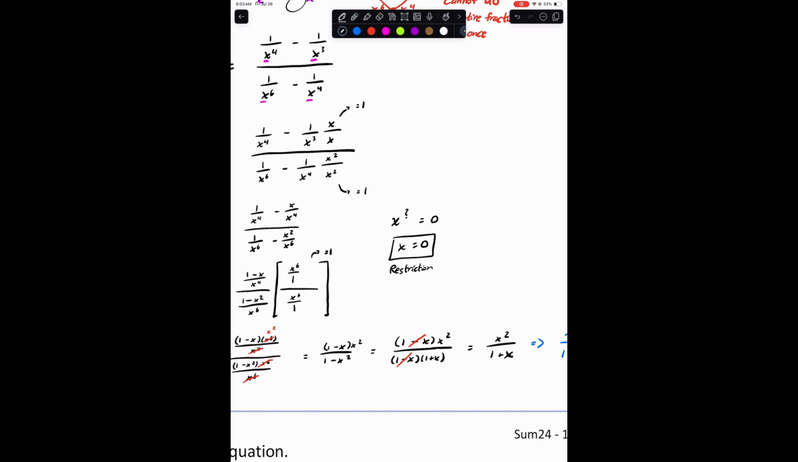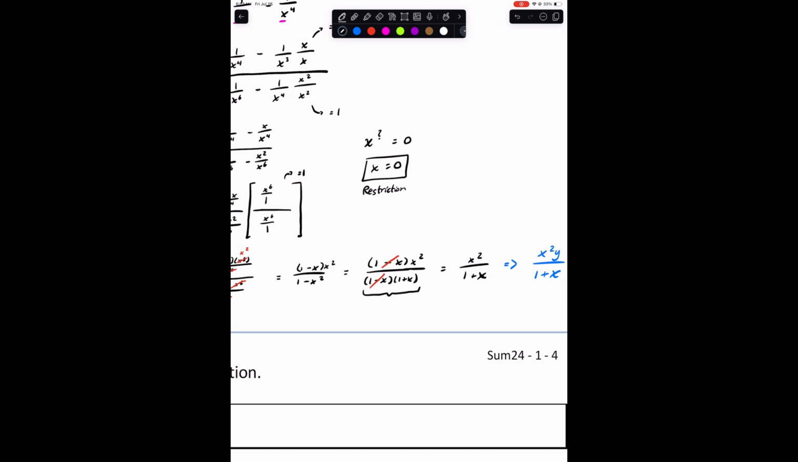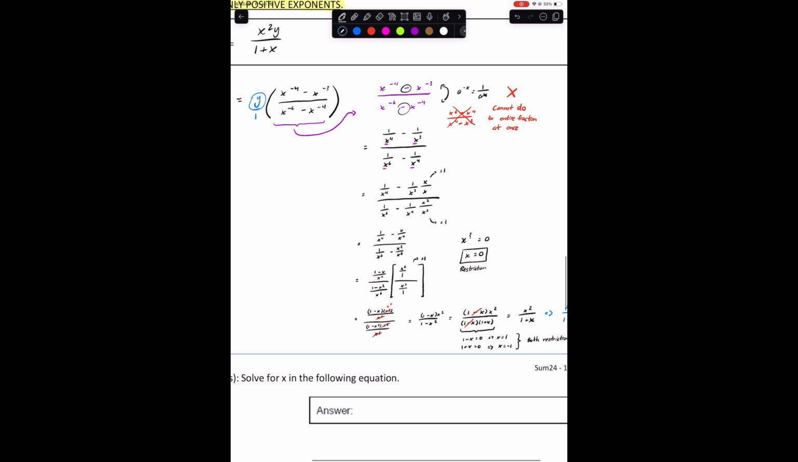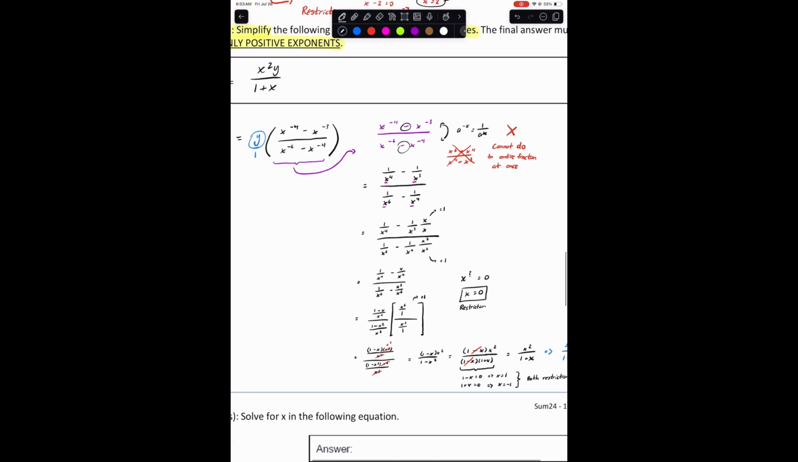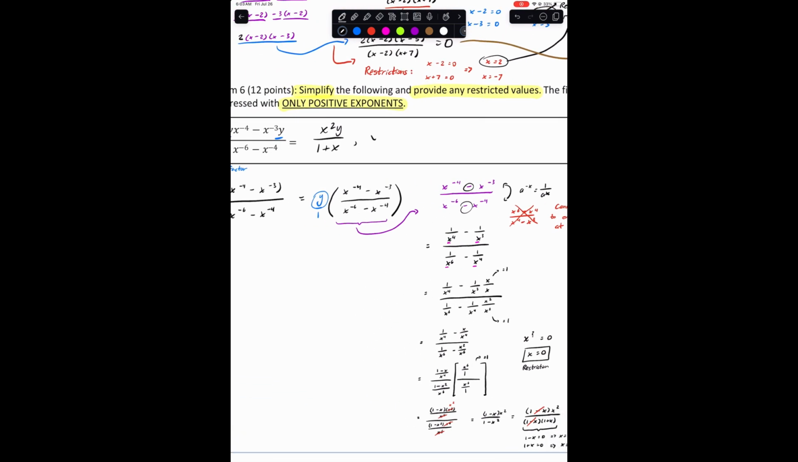Now, another thing to note is both of these down here. 1 minus x equals 0, this is x equals 1. 1 plus x equals 0, this is x equals -1. And these are both also restrictions. These are restrictions that appear in my answer, right? So my restrictions would be x cannot be 0, x cannot be 1, x cannot be -1.